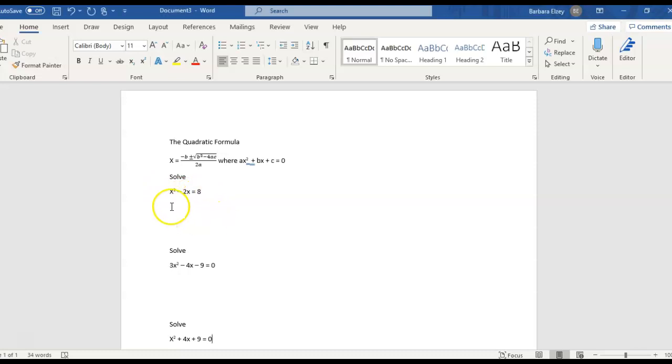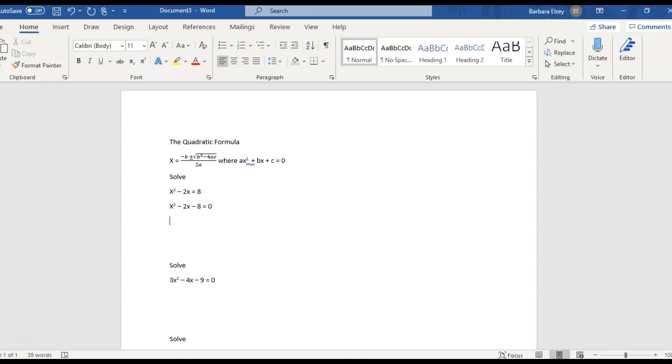Okay, so let's notice this is not in standard form. We have an 8 on the right side and we want to move it over. So let's go ahead and move that 8 over to the left side. It will become a negative 8. And now we have 0 on the right.